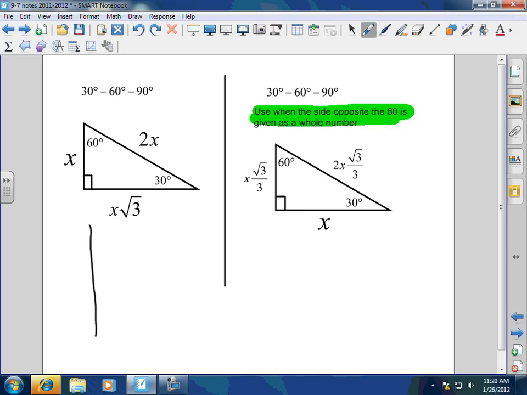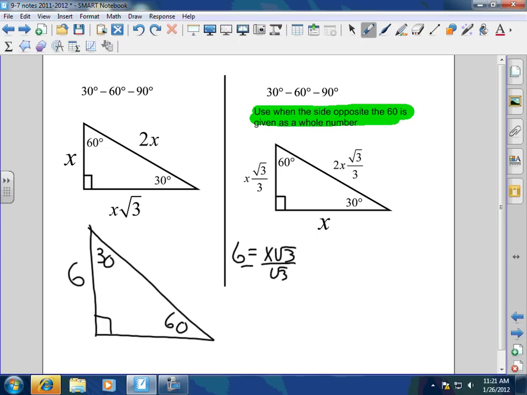However, what if I gave you the following? I say this is 30, this is 60. And I say that the side across 60 is 6. You could do this one of two ways. You could say, okay, 6 equals x times radical 3. Divide by radical 3. 6 over radical 3 equals x. Multiply top and bottom by radical 3. So x would equal 6 radical 3 over 3, which equals 2 radical 3.